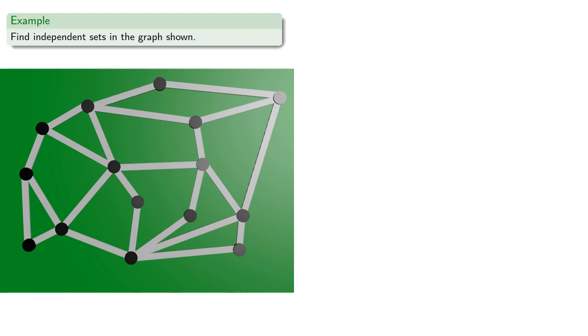So let's try to find an independent set. So again, what we're looking for is some set of vertices that are not connected. We'll talk a little bit later about how you might find independent sets in a graph. But for now, let's set some bounds.